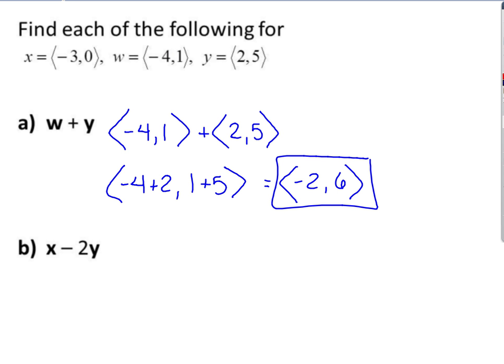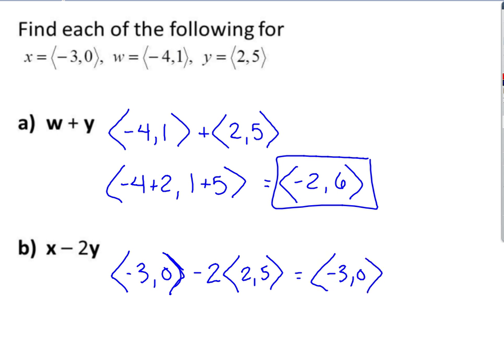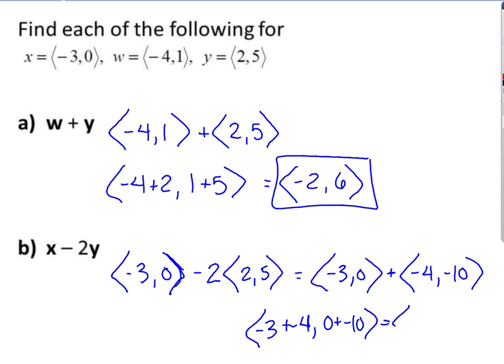On the next one, we have vector x minus 2 times vector y. So the first thing we need to do is distribute that negative 2. If we distribute the negative 2, then this is going to be negative 4 and negative 10. Now if we add the components that are in the same location, negative 3 plus negative 4 gives me negative 7. 0 plus negative 10 is negative 10.